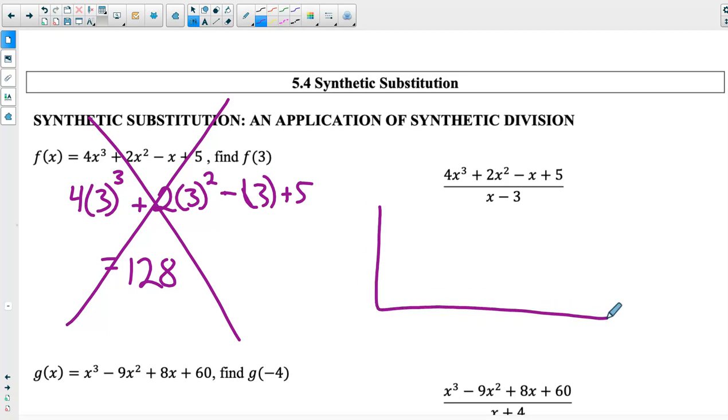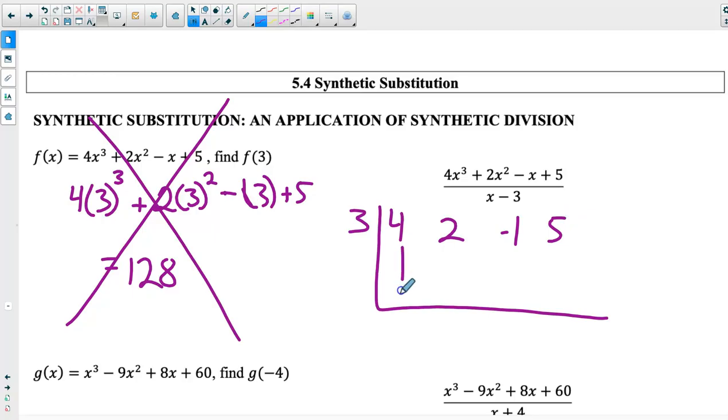We're going to review synthetic division really quick. So, what goes on the outside here? Positive 3. Yep, positive 3, because it's what makes that 0, right? So long division factors go on the outside, synthetic division zeros go on the outside. So then I have 4, 2, negative 1, and 5. What's my first step? Bring the 4 down.